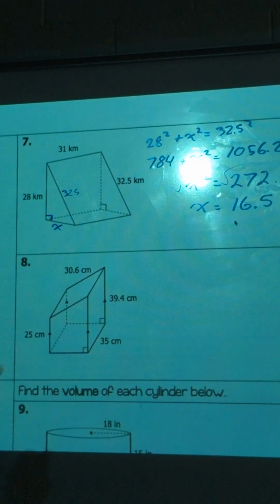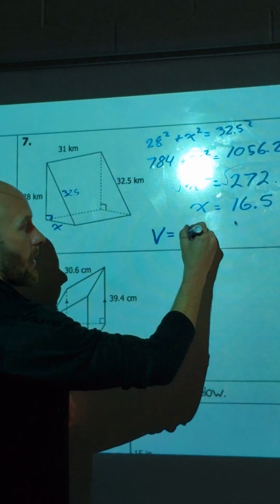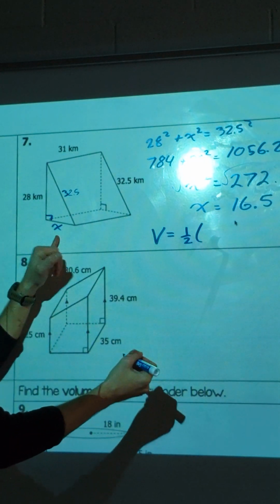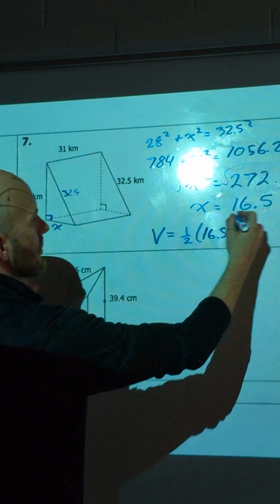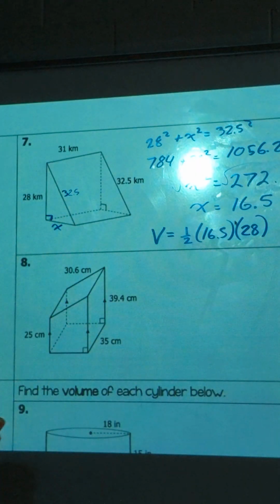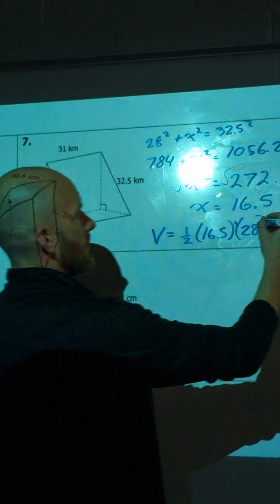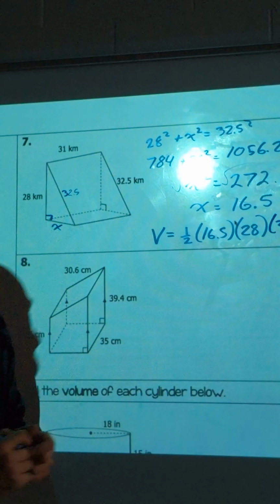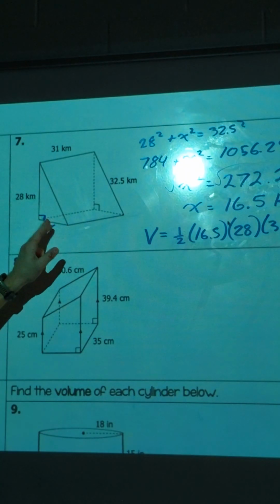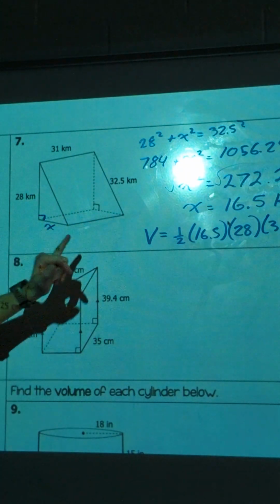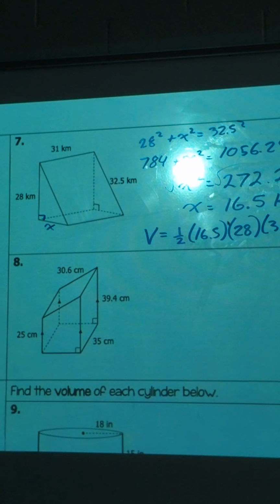All right, so now volume. I need the area of the base, so that triangle. The triangle is 1/2 times base times height, so that'd be the 16.5 times 28. And then what would be the whole height of the prism? 31. So the first thing I would do is always figure out what the bases are. So that's the two triangles. And then the height is always the distance between those two things.